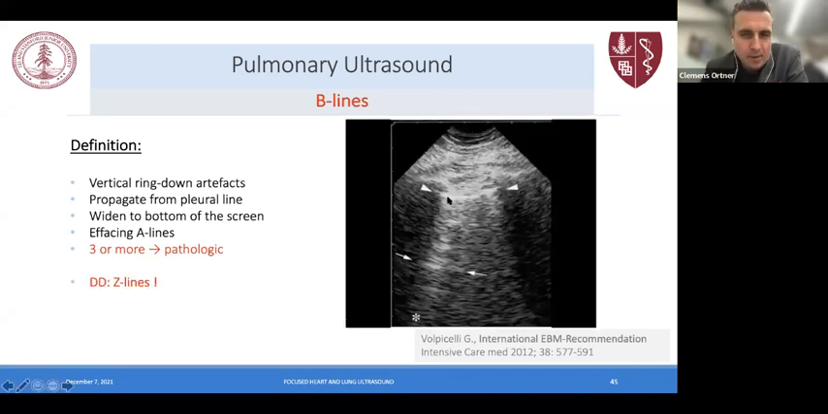And why I say these lines have to really go up to the complete end of the screen, because sometimes you see some kind of lines that look like B lines, but they're called Z lines, and they are not as prominent, and they don't go really to the bottom of the screen. Okay, so that can be, especially for the novices, sometimes mixed up with B lines.